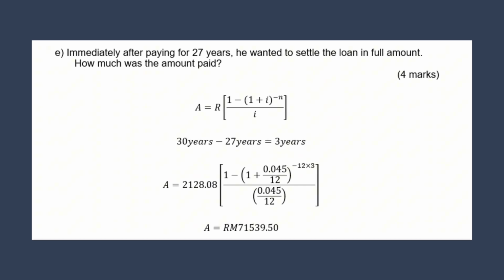Question E. The total period of the loan is 30 years, but he already paid for 27 years. Therefore, he wanted to settle the loan, which is 3 years. In order to find the answer, we need to use the formula A equal to R[(1 − (1 + i)^(−n))/i]. Substitute the value, A equal to 2128.08[(1 − (1 + 0.045/12)^(−12×3))/(0.045/12)], and you get the answer, which is A equal to 71539.50.